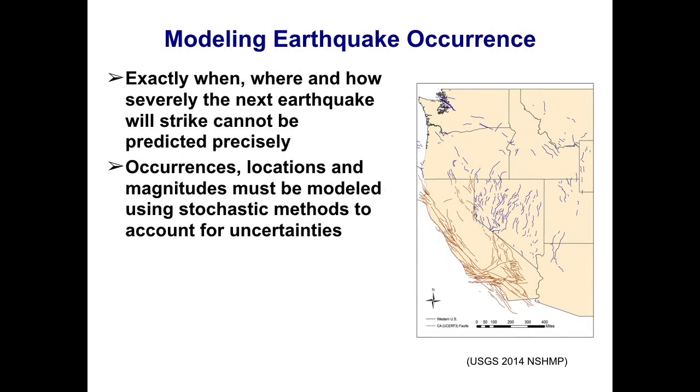In modeling earthquake occurrence, we have to recognize that exactly when, where, and how severely the next earthquake will strike cannot be predicted precisely. The future is unknown. The occurrences, locations, and magnitudes must therefore be modeled using stochastic methods to account for the uncertainties. On the right, you see a plot of the explicit faults considered by the United States Geological Survey in the National Seismic Hazard Mapping Project.